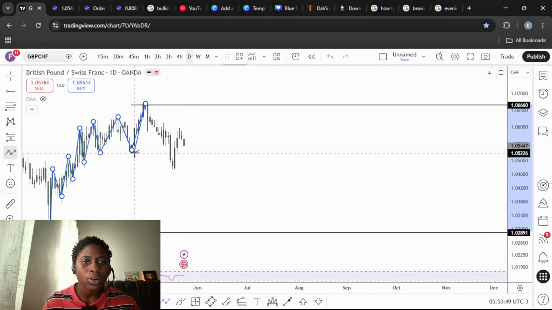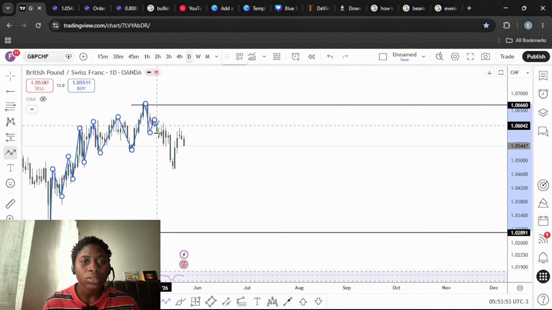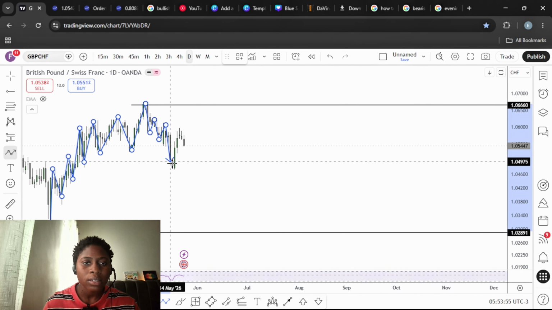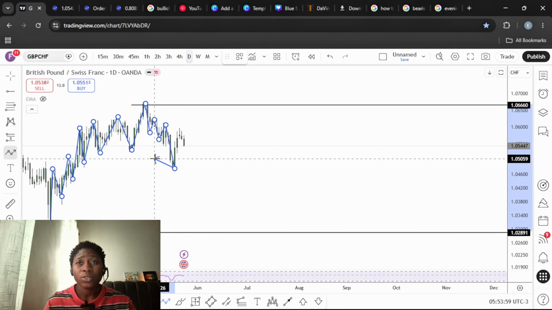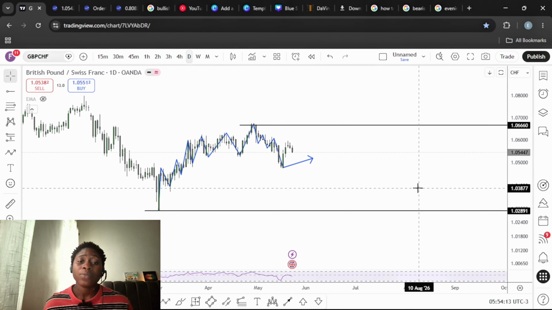And this was the last structure low. And price does what? Gently and eventually breaks this last structure. So now the downtrend just began. Hope you understand now the market cycle, uptrend and downtrend, and the behavior of the market when it's ranging.